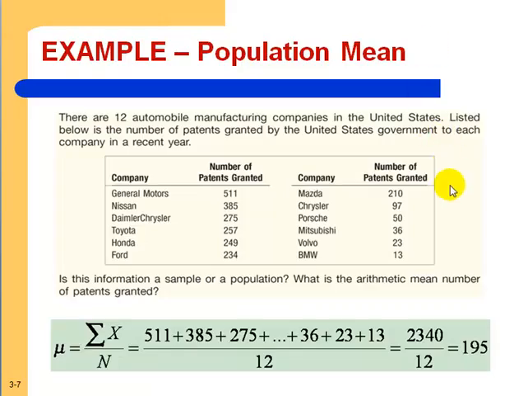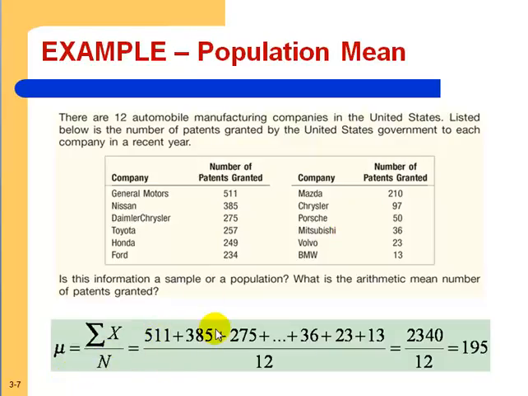Now let's see how we calculate the population mean. Here is an example. Please read the example and the question. Is this information a sample or a population? What is the arithmetic mean number of patents granted? So here is a population. Why? Because it considers all the values in this data. It's not taken as a sample from the population.